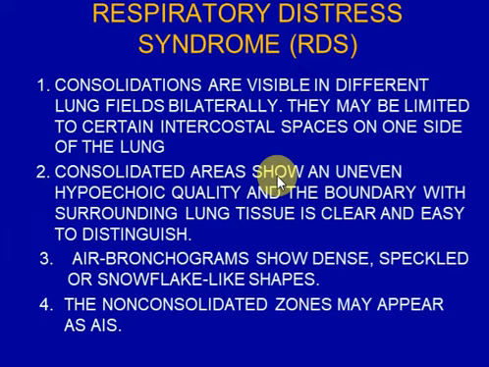Consolidations are visible in different lung fields bilaterally. They may be limited to a certain intercostal space on one side of the lung. Consolidation shows an even hypoechoic quality, and the boundary with the surrounding lung tissue is clear and easy to differentiate. Air bronchogram shows dense, speckled, or snowflake-like shapes. The non-consolidated zone may appear as alveolar interstitial syndrome or AIS.